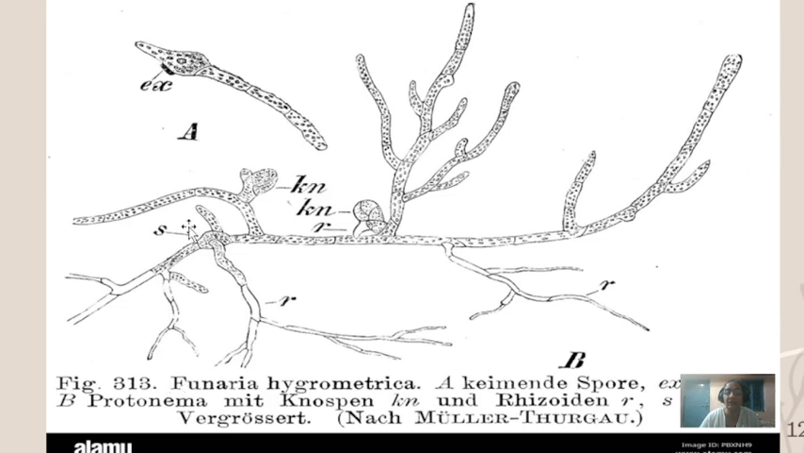So these are the different methods of vegetative reproduction, where the B is the protonema. So this is the structure by which the reproduction takes place.